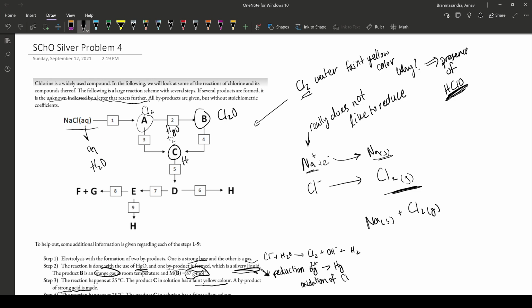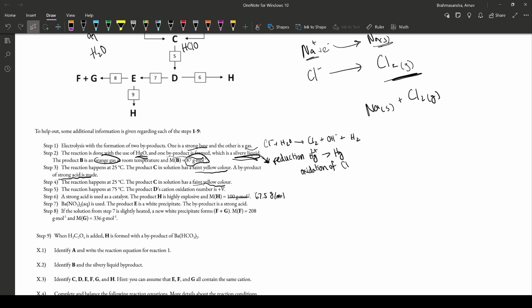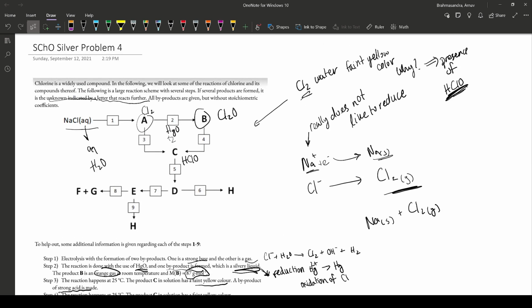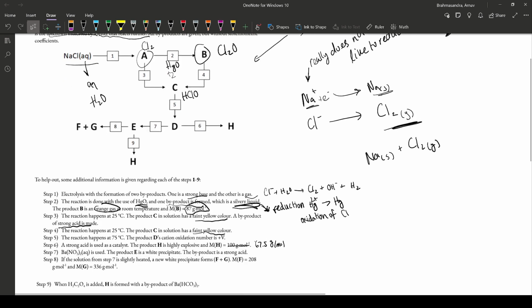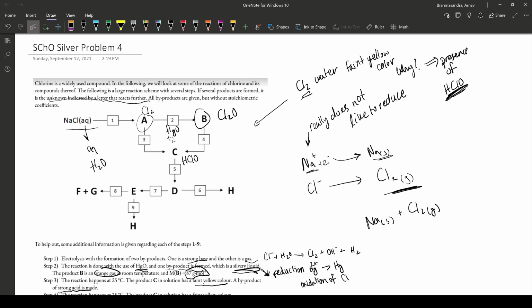So let's write HClO for C and see how we might be able to deduce this without knowing that. We're also given that in step 3, we have a byproduct of a strong acid, and in step 4, we don't have a byproduct of a strong acid. That's kind of important. We know that with one reagent we have a strong acid byproduct, with another we don't. So let's see if that gives us any useful information. And the second thing we know is that there's nothing reacting with the chlorine except for what is reacting with the chlorine.